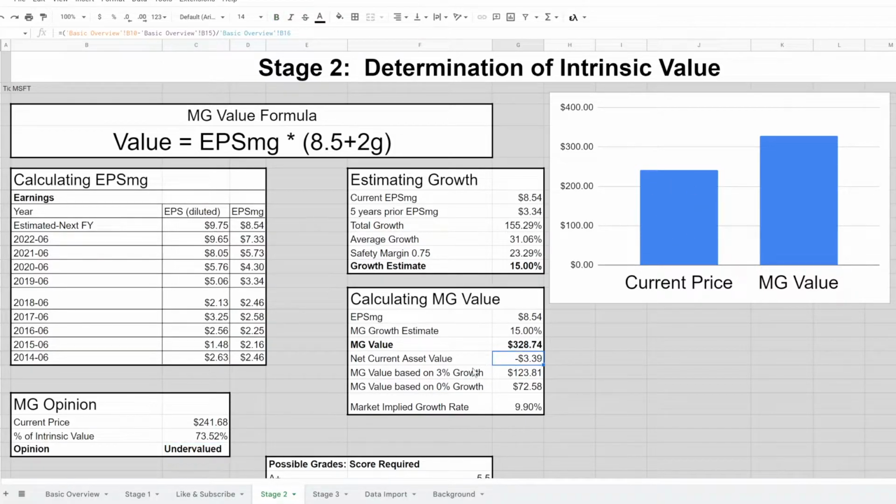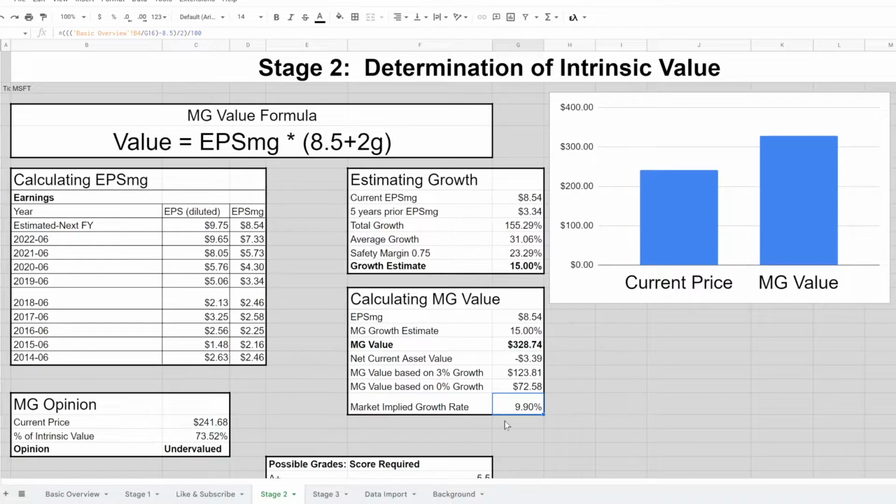Net current asset value is a floor, and here it's negative, so that doesn't apply. Modern Graham value based on 3% growth: if you assume only 3% growth in perpetuity, that's the value. 0% growth in perpetuity, that's the value. And if you put the price from the market in the value formula up here, and then solve for growth, the market is currently implying a 9.9% growth rate.